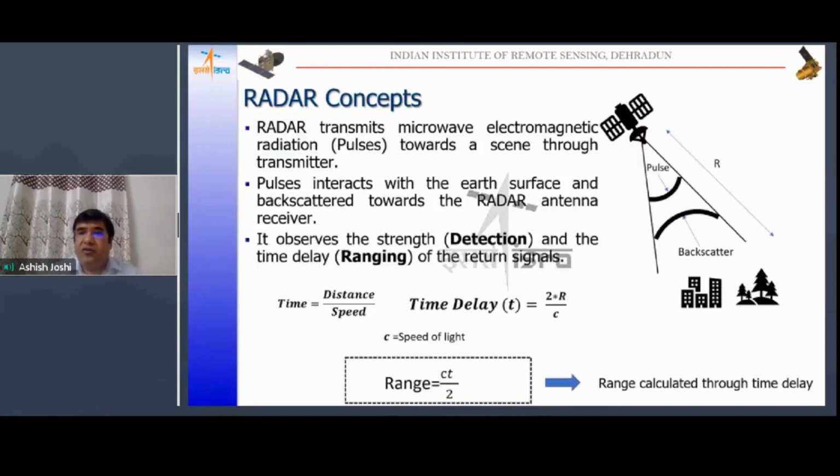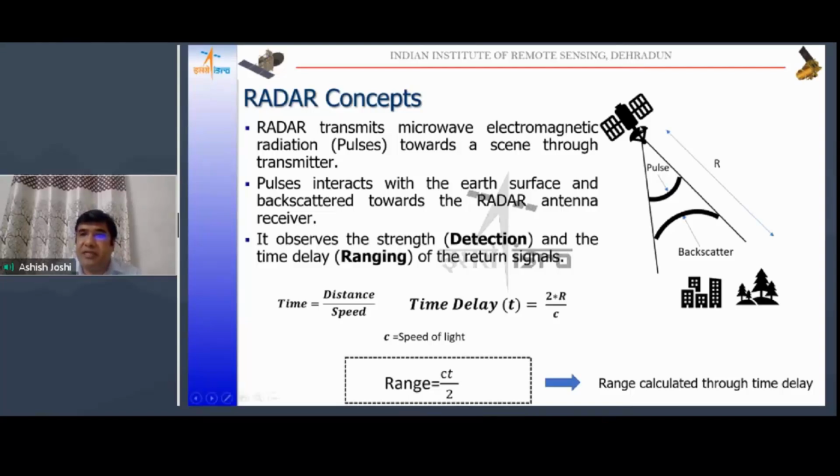So before going to the SAR data processing concept, we have to see some of the radar and SAR concepts. So what is the radar? Radar transmits the microwave electromagnetic radiation pulse towards a scene through the transmitter. Radar has one transmitter which transmits the microwave electromagnetic radiation. Since it is an active device, it transmits by itself. Then these pulses interact with the Earth's surface and are backscattered towards the radar antenna receiver.